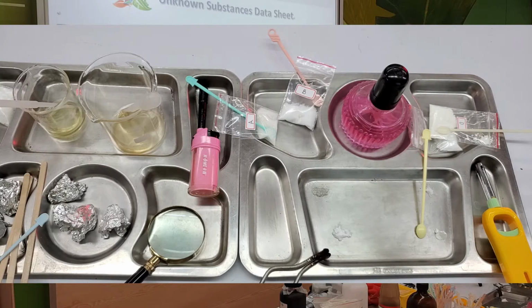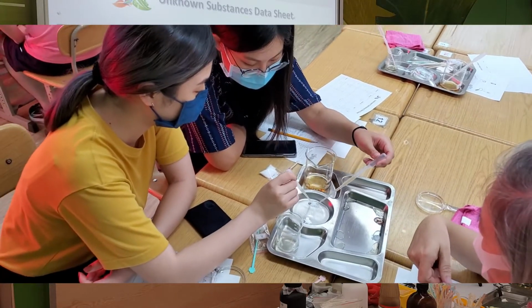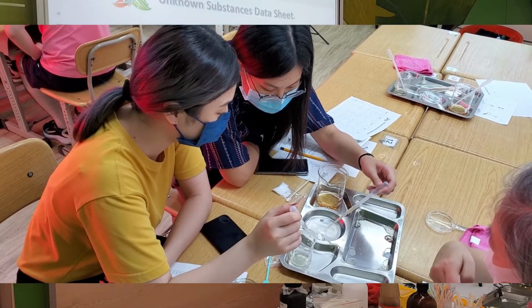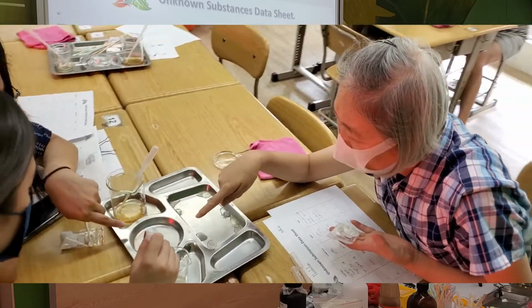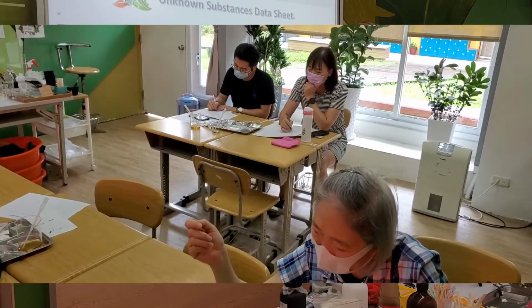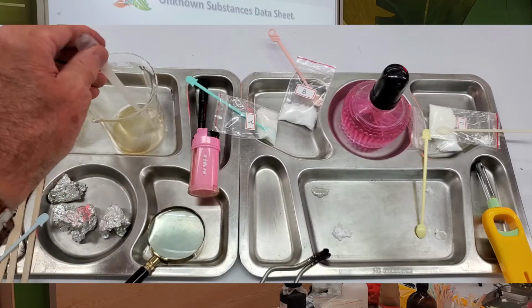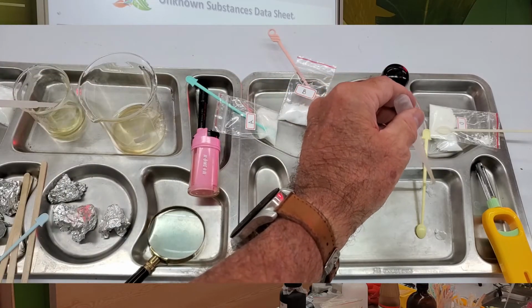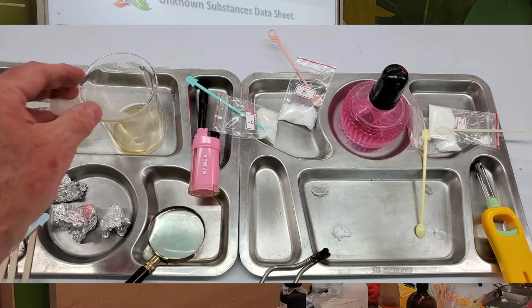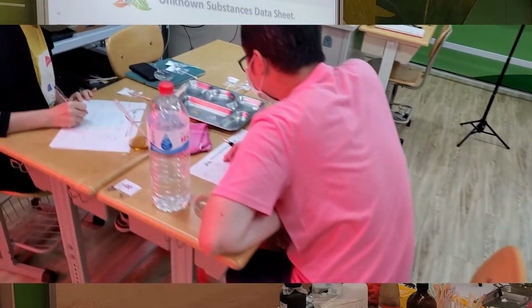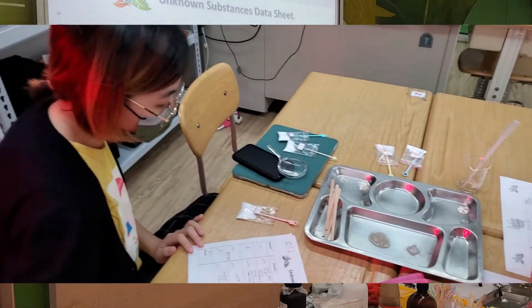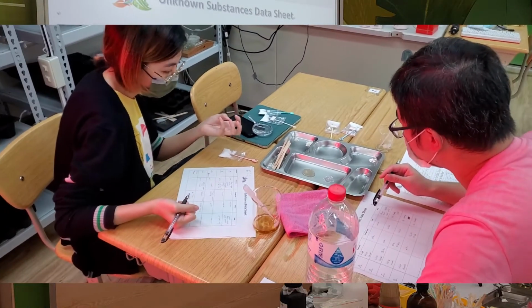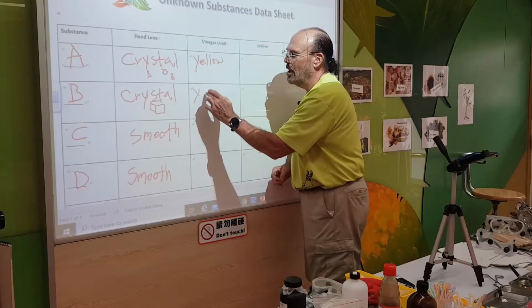Go ahead and let's write down, I think, kind of yellowish. It's kind of yellow. It's not white anymore, right? It's not white. Gray or yellowish. Yeah? All right, let's try vinegar on B. Vinegar on B. No change. It's kind of the same, yeah? So I think let's write yellow on B.